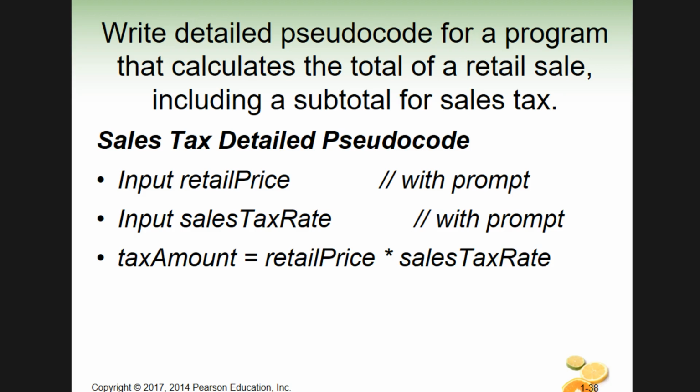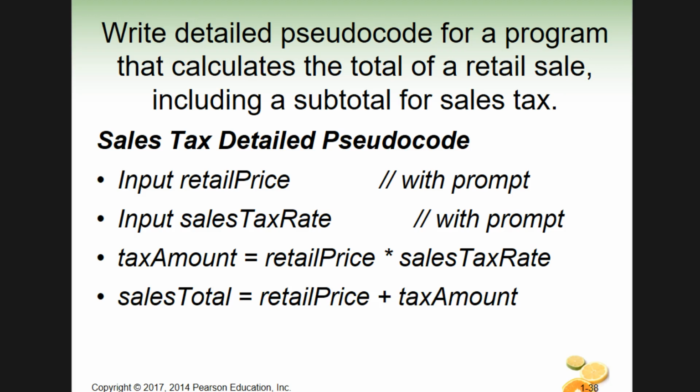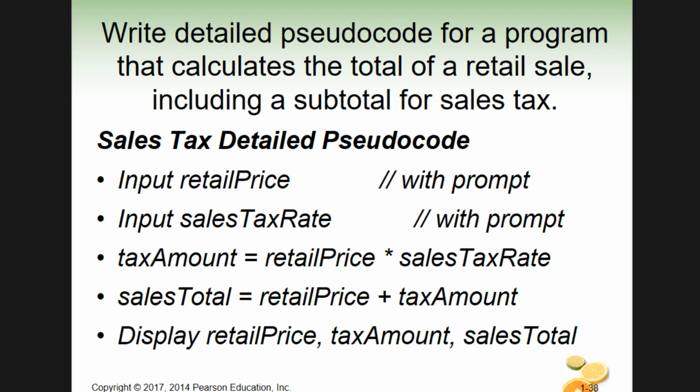Then we're going to input the sales tax rate because we don't know what the sales tax rate is. And then the tax amount is going to equal the retail price. You see our operator here with the asterisk, this little star, and then we say times the sales tax rate. And then the sales total is going to equal retail price plus the tax amount. And then we're going to display those three things. Now, again, there's lots of ways that you could do this. This is just one way of doing the pseudocode. Something that you understand, as you're jotting notes down about how am I going to make this program work? What do I need?